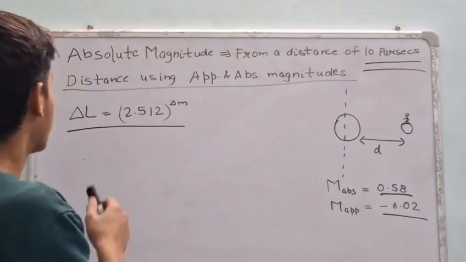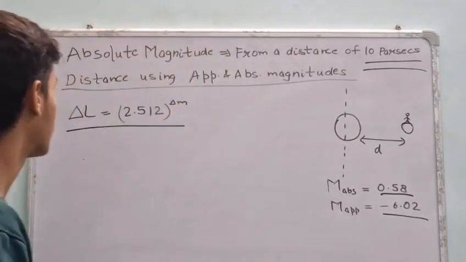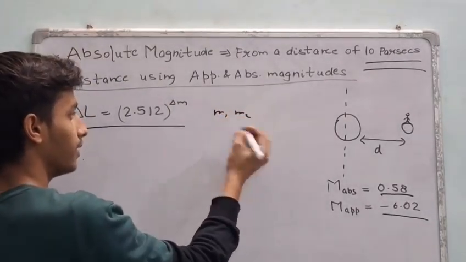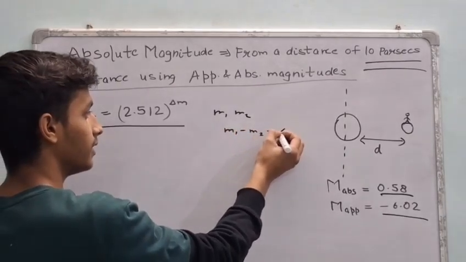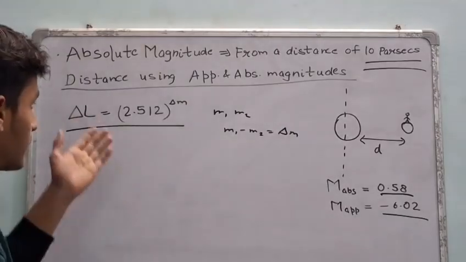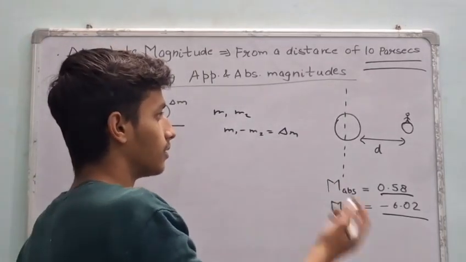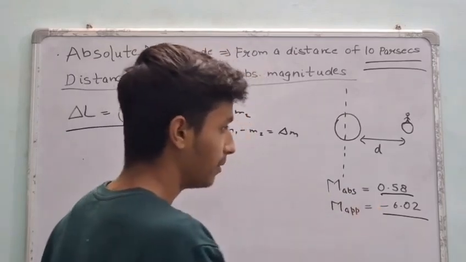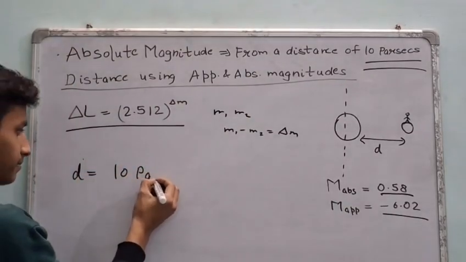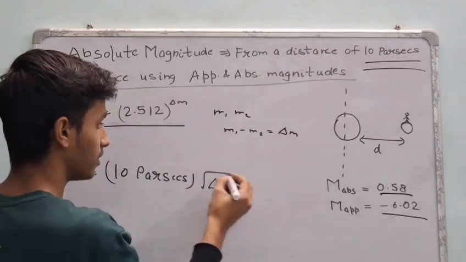Now we'll get into distance using apparent and absolute magnitudes. Recall in the first lecture on apparent magnitude, we discussed a formula which gives the difference in brightness of two stars with their magnitudes m1 and m2, where the difference between m1 and m2 gives delta m, which is raised in the exponent of this number. So the difference in the brightness of two stars can be expressed as 2.512 raised to the power delta m. For finding the distance between Earth and stars by the absolute and apparent magnitude, we come up with a new formula: distance d equals 10 parsecs multiplied by the change in luminosities, whole root.